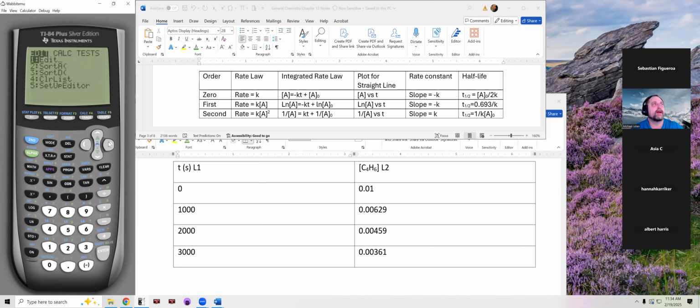But I'm going to go ahead and hit stat again, calculate, number 4. And I'm going to come down and change this to L4.